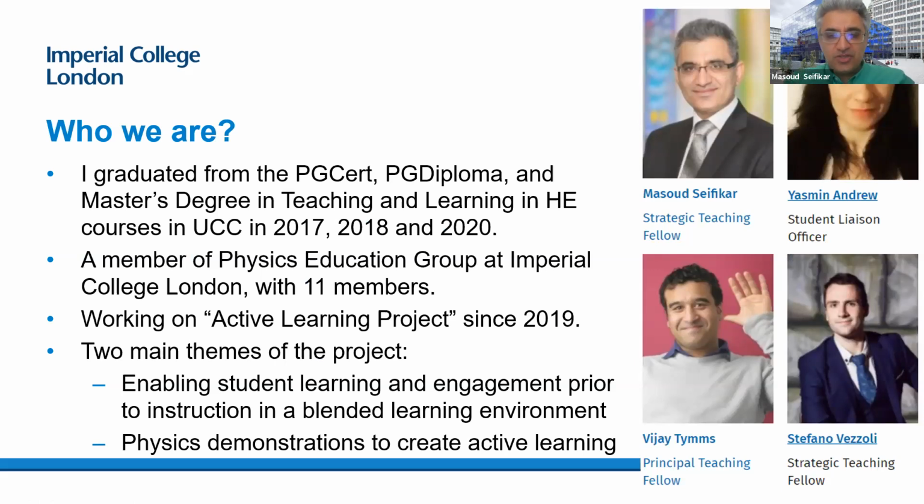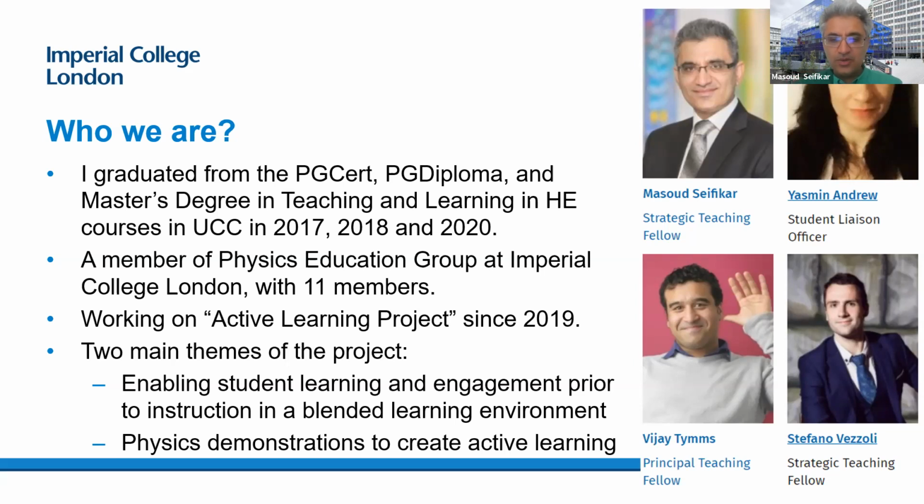I was in University College Cork, and I did a master's degree in teaching and learning in higher education. And in 2019, I joined Imperial. Now we have a big physics education group with 11 members. It's growing. We were fewer in the last few years, but we have grown over the last 2 years. We are working on an active learning project that started in 2019 with my colleagues that you see in the photos. In this project, we have 2 main goals.